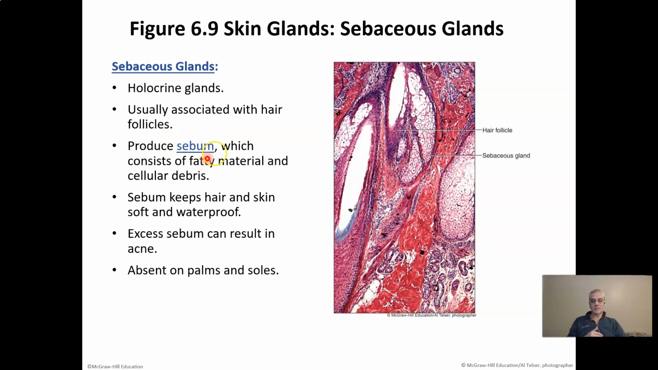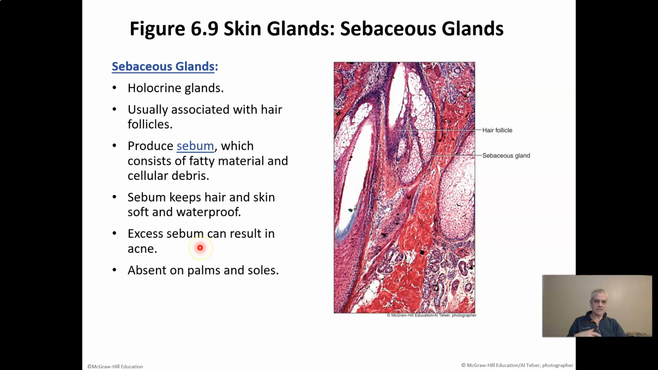And they produce this material called sebum, and that's where you get this word sebaceous from. Sebum is a fatty material that contains cellular debris, but it also acts as a lubricant to the hair shaft. It acts to help the hair shaft be waterproof. Again, it's not completely waterproof, but it's pretty good. It's pretty water resistant.